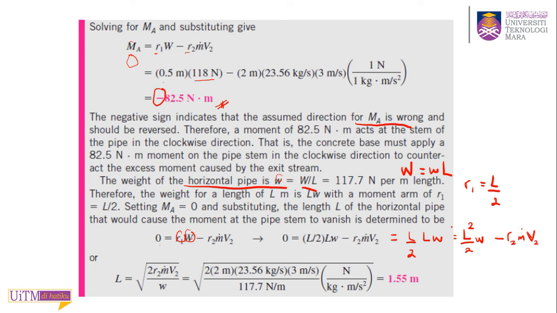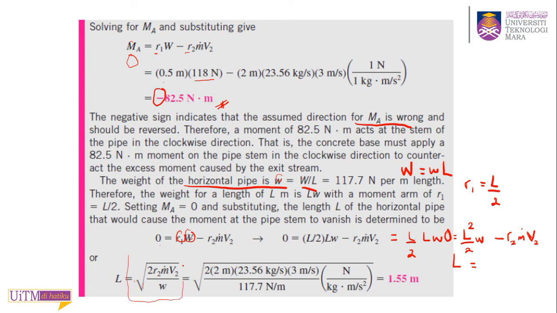Okay, so to find the L, the length that will make the moment at point A equal to 0, you set this equal to 0. So you can take L out, and this L will go outside. So this will be L squared over 2W equals this. So that's why you get it like this.